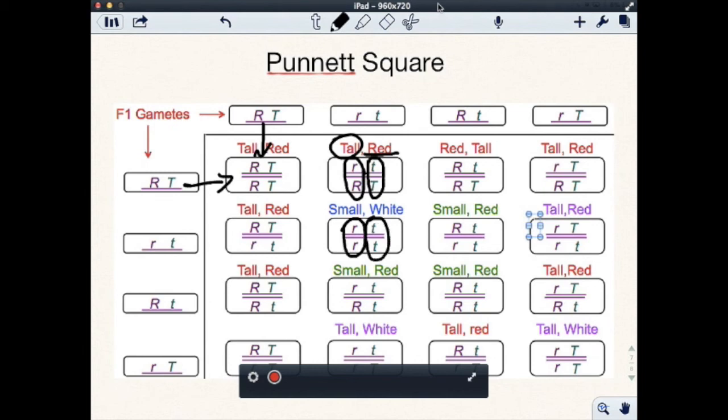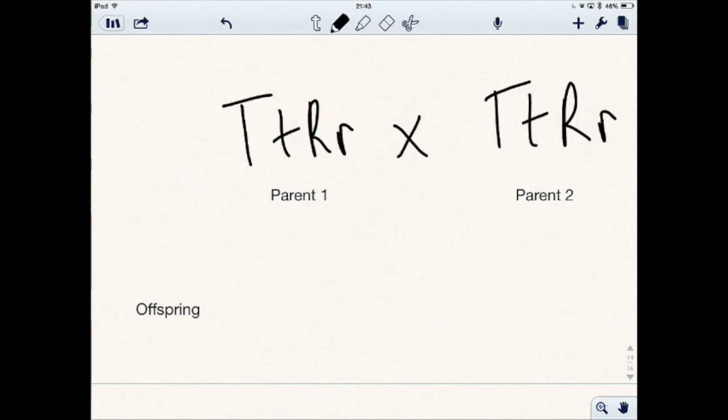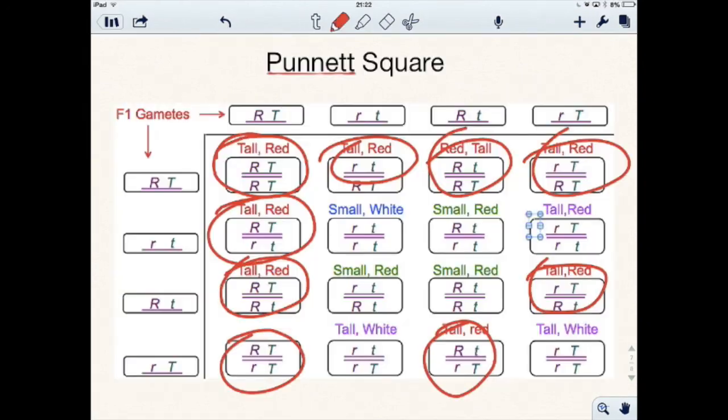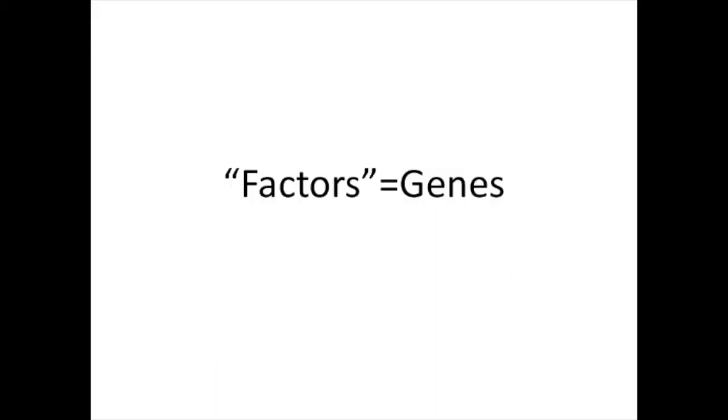And so, when Mendel crossed two pea plants with this particular set of factors, the distribution of factors in the offspring would always be of a predictable ratio, such as 9:3:3:1. There are 9 tall and red plants, 3 tall and white plants, 3 small and red plants, and 1 small and white plant. In modern genetics, Mendel's so-called factors that influence traits are now commonly referred to as genes.